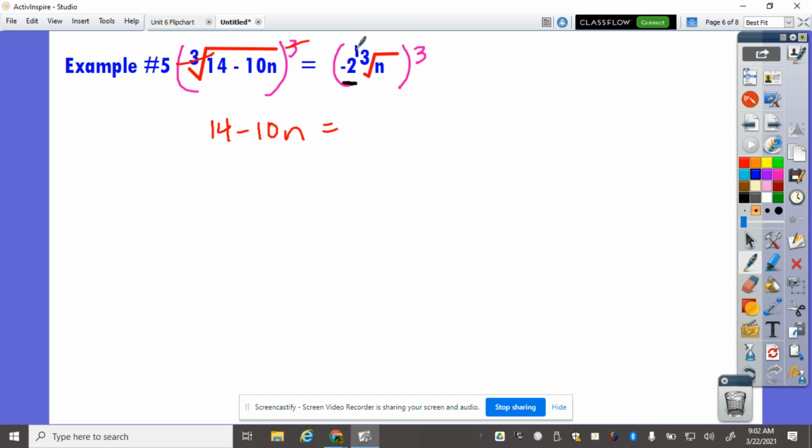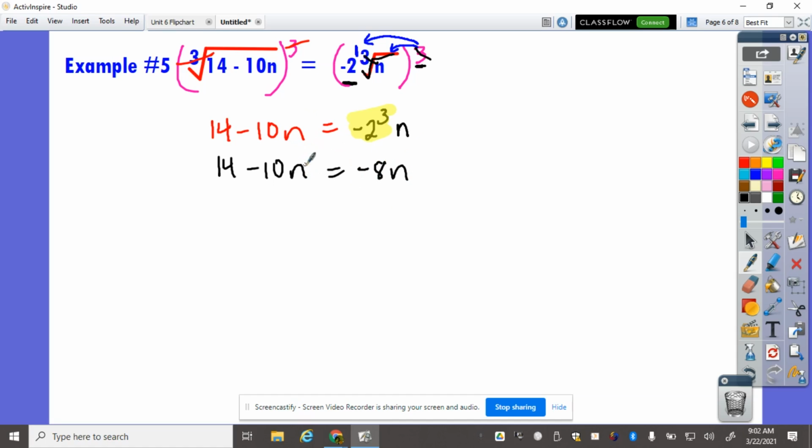There's an invisible 1 on the 2, so you also have to raise this one to the third power. Let's go first with what we know. The cube root of n raised to the third power cancels out, so this will just be an n here. The only thing that we added is the negative 2 portion, because that's the number outside the radical sign. So anyway, let's continue. 14 - 10n. What is negative 2 to the third power? Negative 2 times negative 2 times negative 2 is negative 8n.